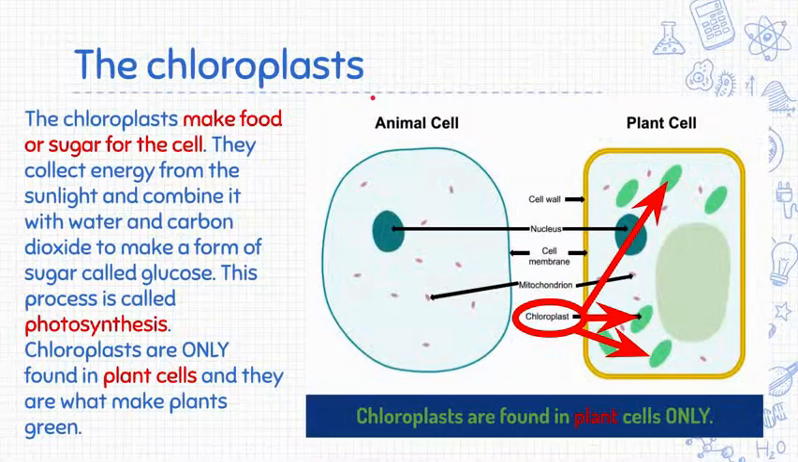All right, the next organelle we're going to talk about is, again, only plant cell specific. It is called a chloroplast. The chloroplasts make food or sugar for the plant cell. They collect energy from the sun and combine it with water and carbon dioxide to make a form of sugar called glucose. This process is called photosynthesis. Chloroplasts are only found in plant cells, and they are what make plants green. So we can see here in the plant cell there are many green structures. Those green structures are called chloroplasts. Chloroplasts are only found in plant cells.